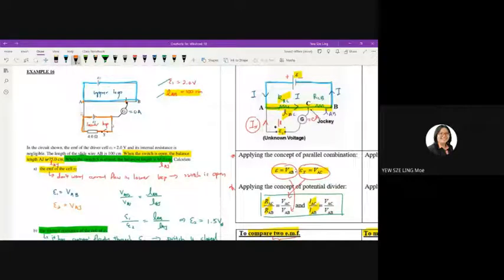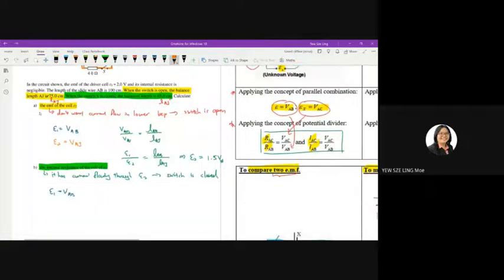Okay, the whole loop with internal resistance located here. This is your R. So in this case, what we have right now is EMF2 minus VR equals to VR. This VR is actually our terminal voltage.